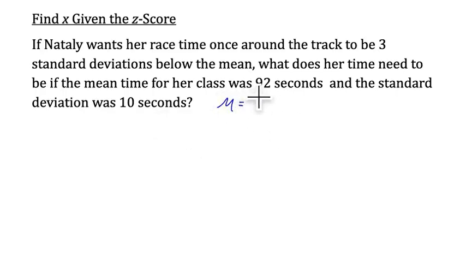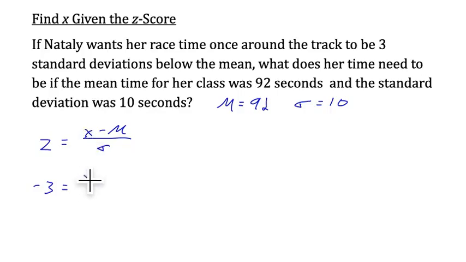The mean is 92 and the standard deviation is 10. All right, so to calculate z, it's the data point x minus the mean over the standard deviation. Now, in this case, she wants her time to be 3 standard deviations below the mean, so the z is negative 3. And she doesn't know what time she needs, so we want to solve for x. We know the mean is 92 and the standard deviation is 10.